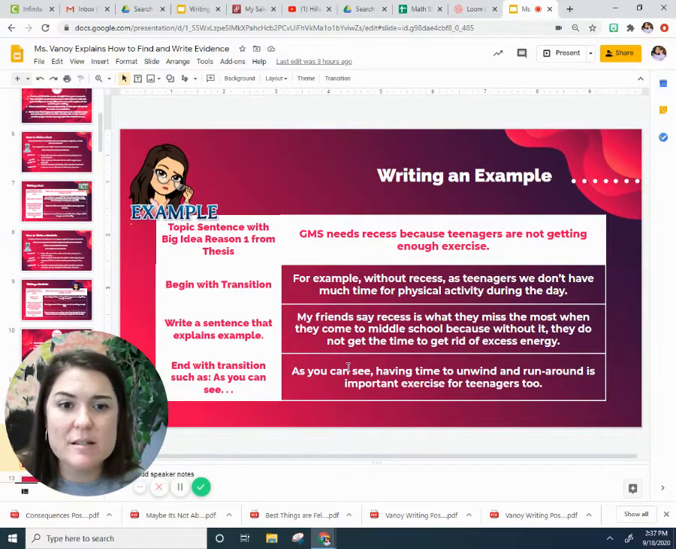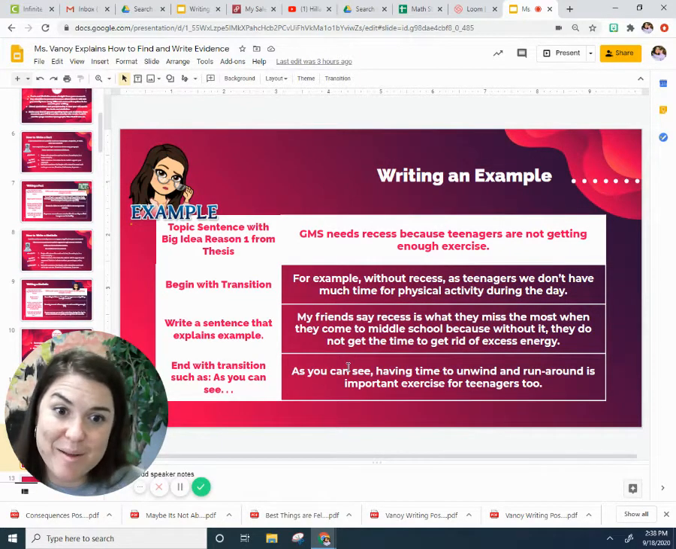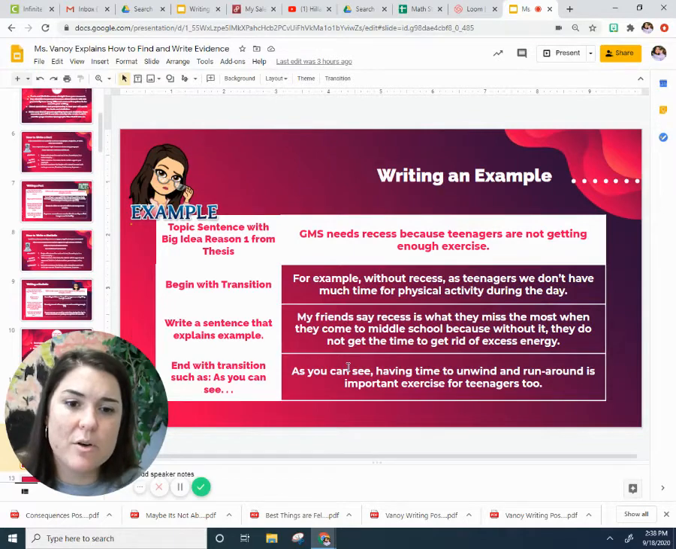Again, that topic sentence is about how teenagers need to have recess because they don't get enough exercise. I'd begin with the transition of, for example, without recess, teenagers don't have as much time for physical activity during the day. My friends say recess is what they miss the most when they come to middle school, because without it, they do not get the time to get rid of excess energy.